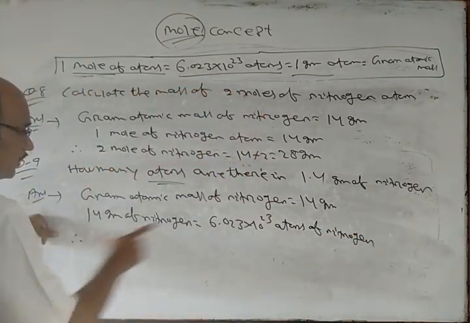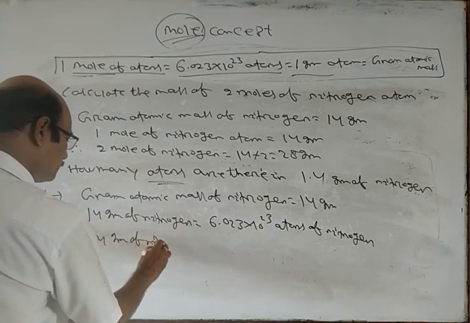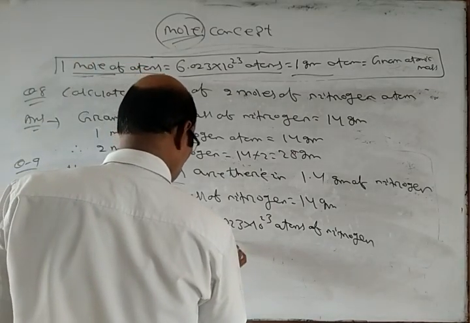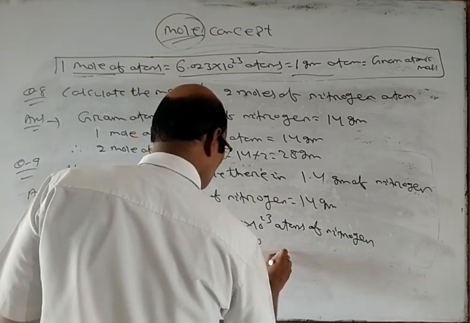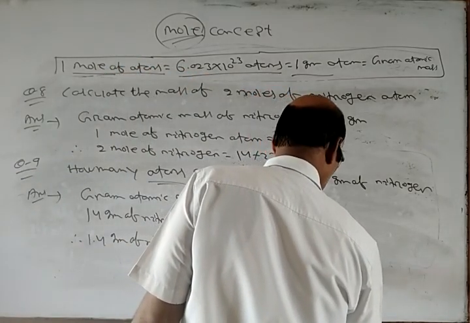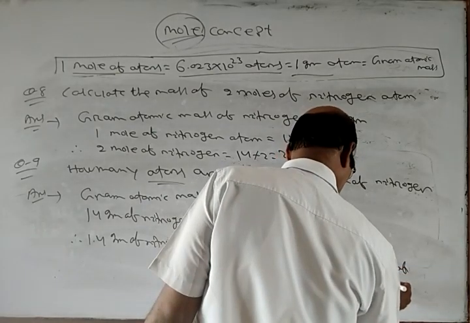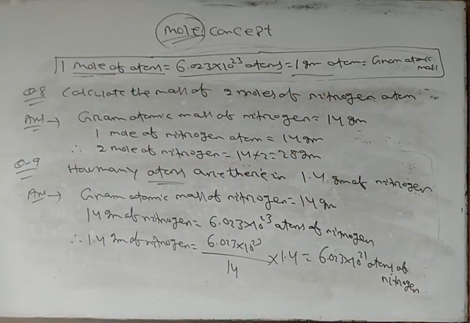Therefore 1.4 gram of nitrogen equal what? 6.023 into 10 power 23 divided by 14 into 1.4 equal what? 6.023 into 10 power 21 atoms of nitrogen. Okay, so this is now your number of atoms and what with your mass.